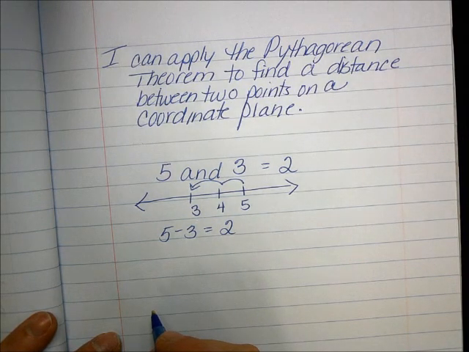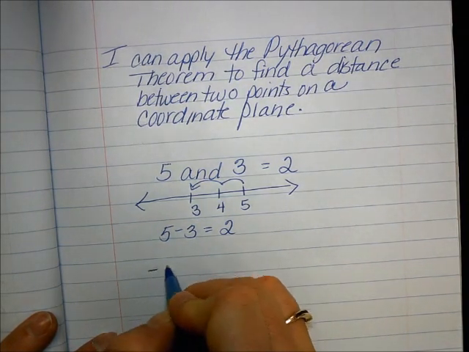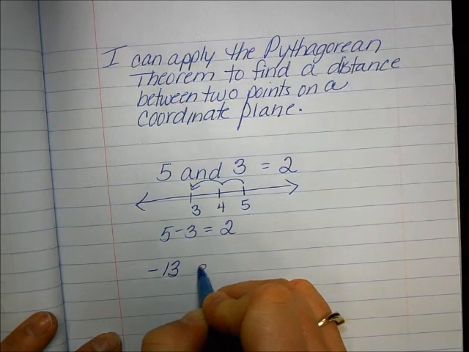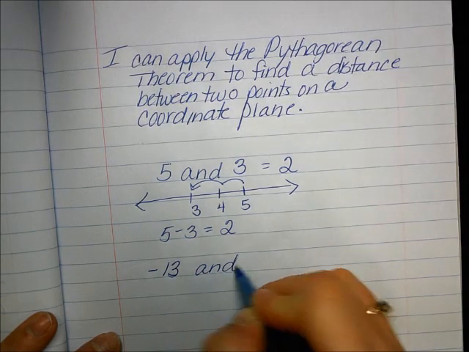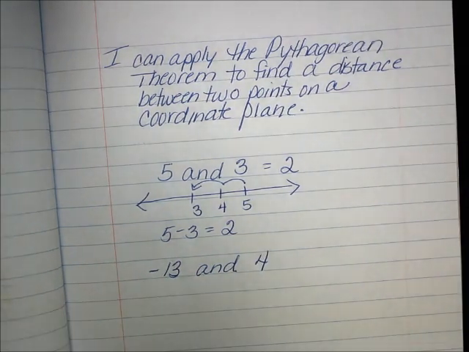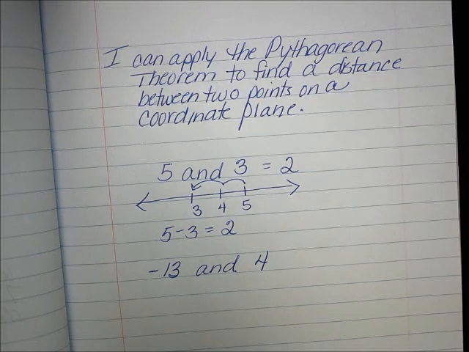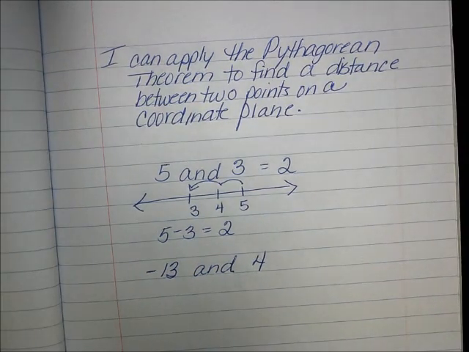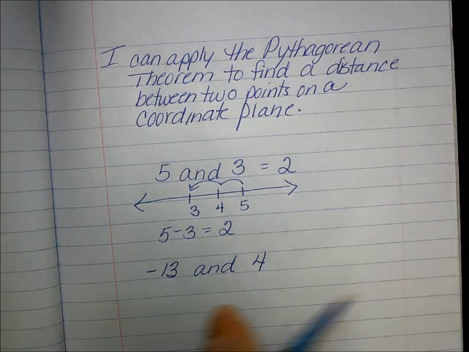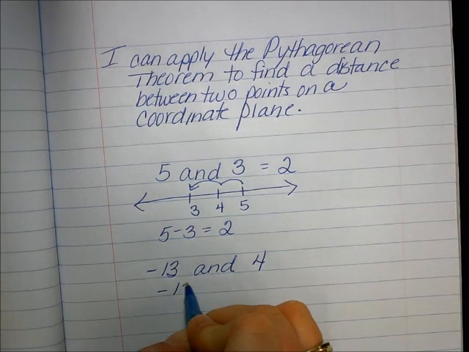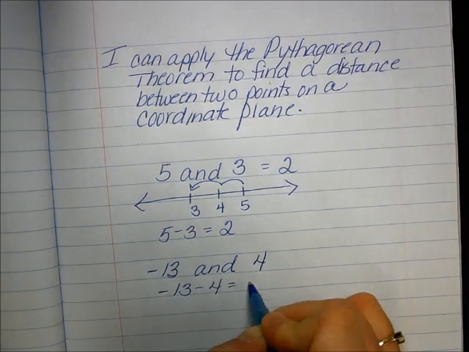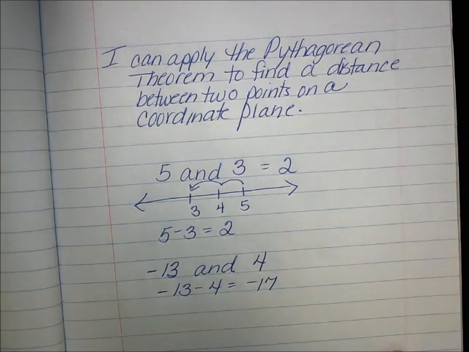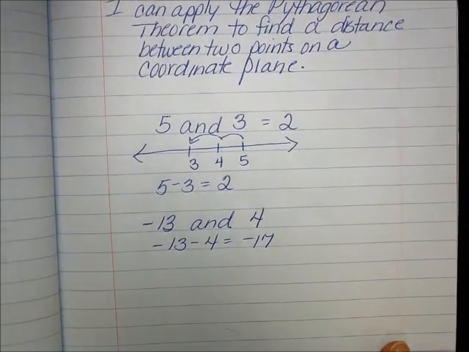What if I asked you to find the distance between -13 and 4? Here's where some of the misunderstanding comes in. Because I'm asking for the distance, they assume that's subtraction again, just like up above. Now, if I really subtracted that, I would get -17, technically, right?